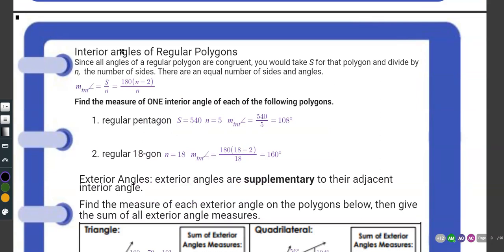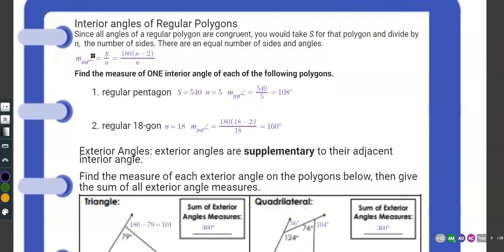So if we have a regular polygon, regular polygons are polygons where all the sides are congruent and all the angles are congruent. So to find a single interior angle of a regular polygon, all you have to do is take the sum of the angles and divide it by the number of sides. So the formula for a single interior angle of a regular polygon is S over n, or substitute in the formula for S, 180 times n minus 2, and divide all of that by n. All you have to do is run the number through the formula.